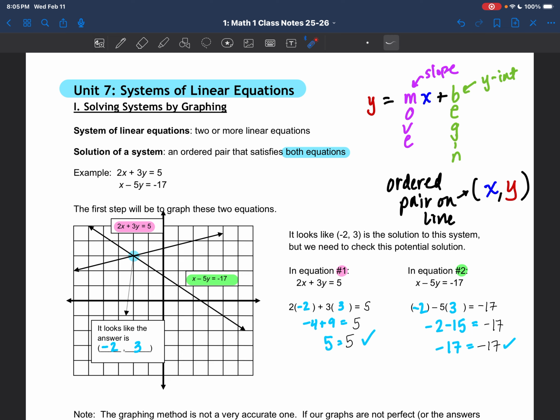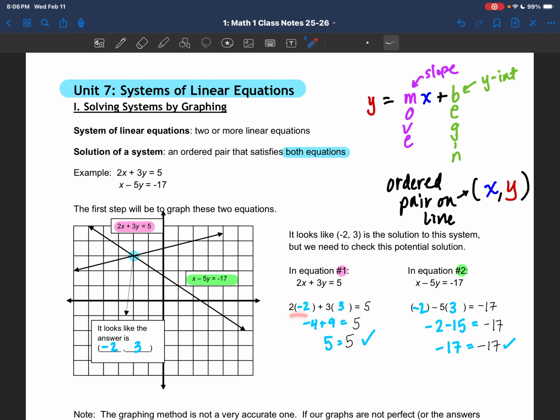Just looking at this graph, it took these two equations and graphed them. As you can see, they both intersect at this point. It looks like they're the same at (-2, 3). So we want to check to see if this is a potential solution. We're going to substitute our ordered pair into x and y. I'm going to take -2 and substitute it into x, and take 3 and substitute it in for y, and then simplify.